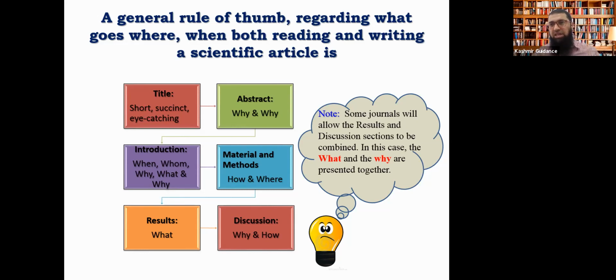So this is a summary chart before you. When you go to read a research paper, you should always start by asking questions. In the title, whether it is eye-catching, whether it is short. In the abstract, why and why. In the introduction, you have to ask many questions. In methodology, many questions. In the results also, you have to ask questions. And in discussion, you have to ask many questions.